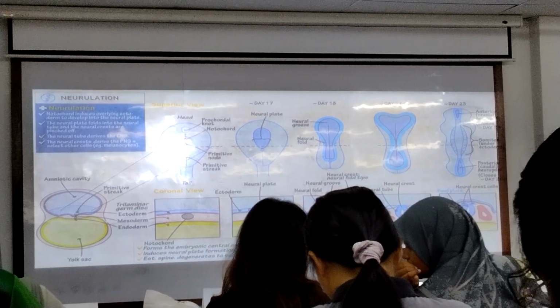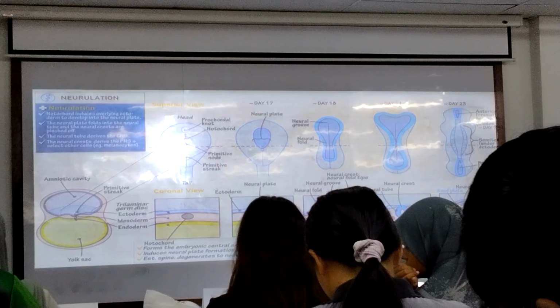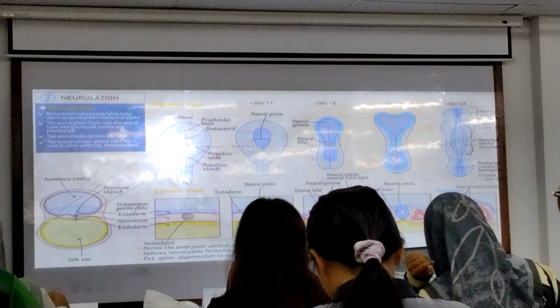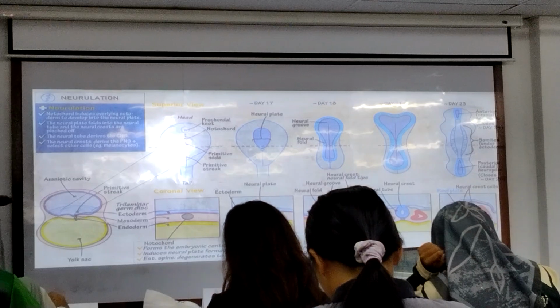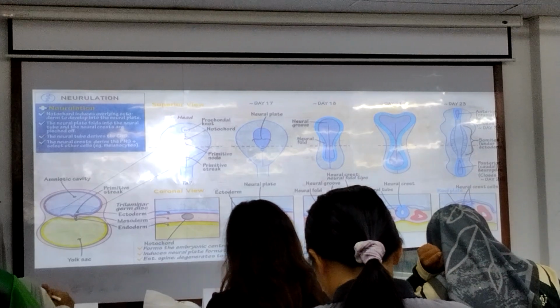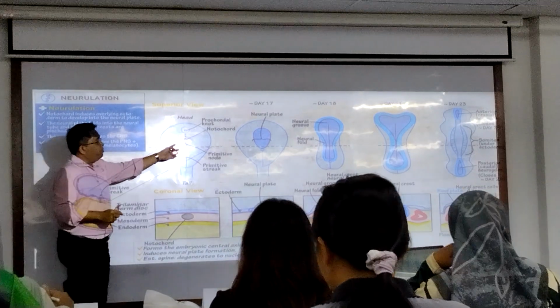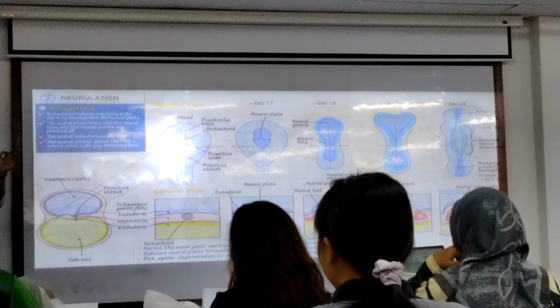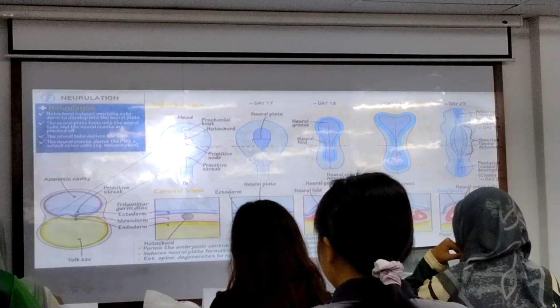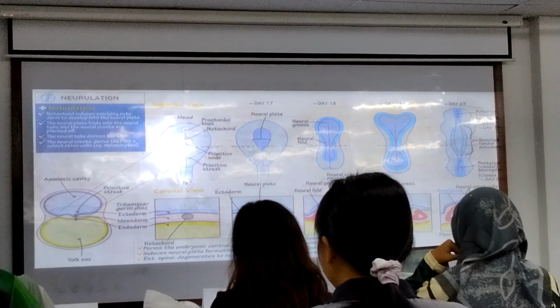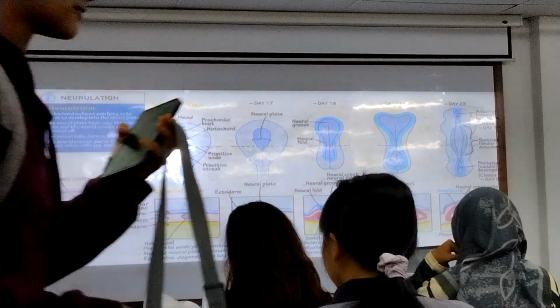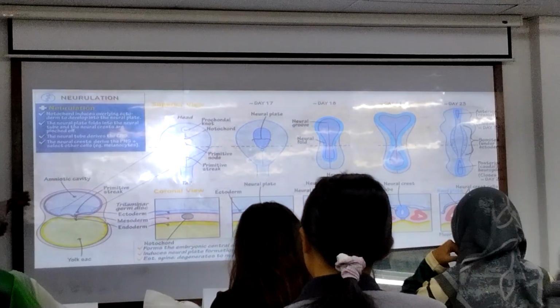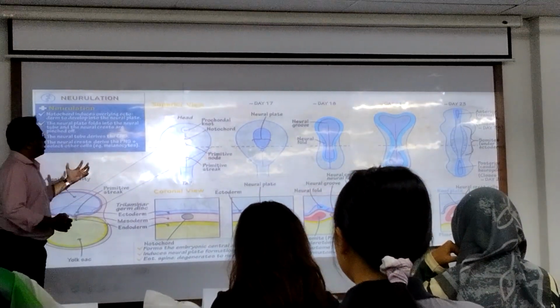Okay, so how was it initially formed? It started with the primitive streak. Once you have a primitive streak, the primitive streak touches the special structure known as the node. Okay, so this is a summary.